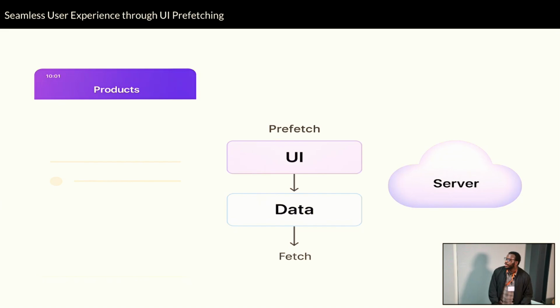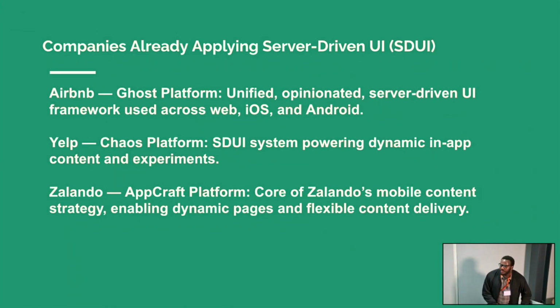Now, we have some major companies that have published articles on this and how they're using server-driven UI. We have Airbnb, which actually created an entire in-house system called the Ghost platform to manage how they were using server-driven UI, defining different JSON for them to render UIs on the fly.